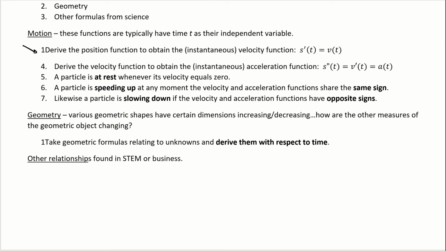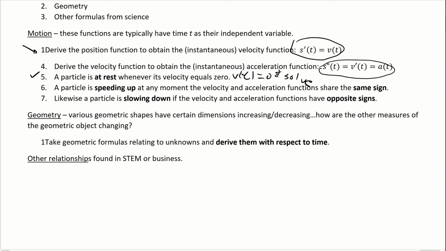Anyway, so if they're given a position function, we want to derive it to find the velocity function. If you derive the velocity function, that's the second derivative of the position function, you can get the acceleration function from that. A couple more notes that help you with the homework. A particle at rest means the velocity is equal to 0. If they ever ask you that, then you just set your velocity function equal to 0 and solve it. So you're going to go v of t, set it equal to 0 and solve.